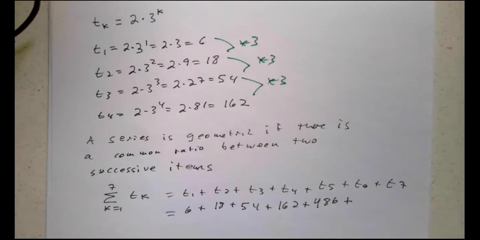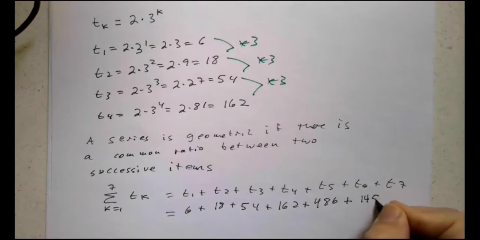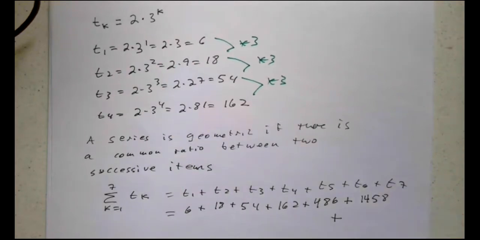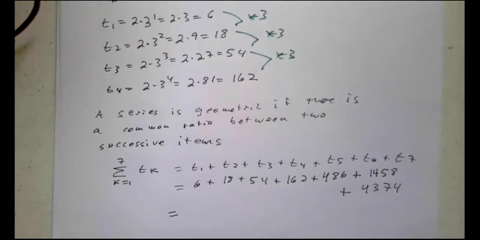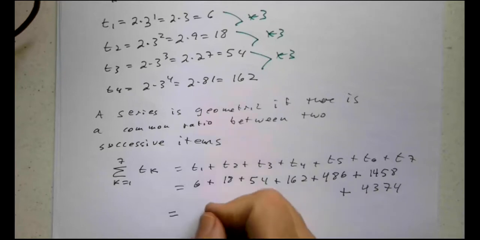How about 2 times 3 to the sixth? 2 times 3 to the sixth is 1452. Excuse me, 1458. Plus T sub 7, that is 2 times 3 to the seventh. And that gives us 4374. So if we add up all of those numbers, what's our result? 6 plus 18 plus 54 plus 162 plus 486 plus 1458 plus 4374, and we get 6558.